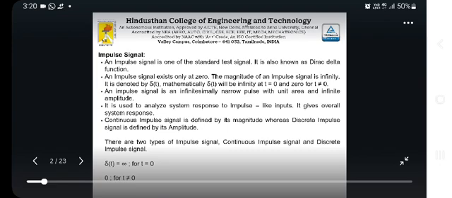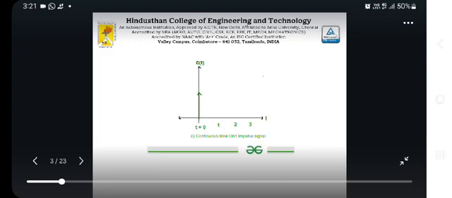An impulse signal exists only at 0, that is, del of t is equal to infinite for t equal to 0. Suppose the t value is not equal to 0, then the del of t value is equal to 0. This is the impulse signal condition. This is a continuous time impulse signal representation.